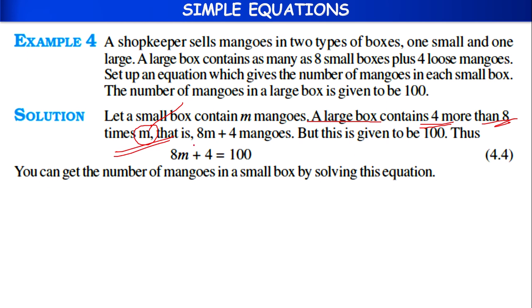So this 8m plus 4 is the number of mangoes in the large box, which is given to be 100. So 8m plus 4 equals 100. This is the required equation to find the number of mangoes in a small box.